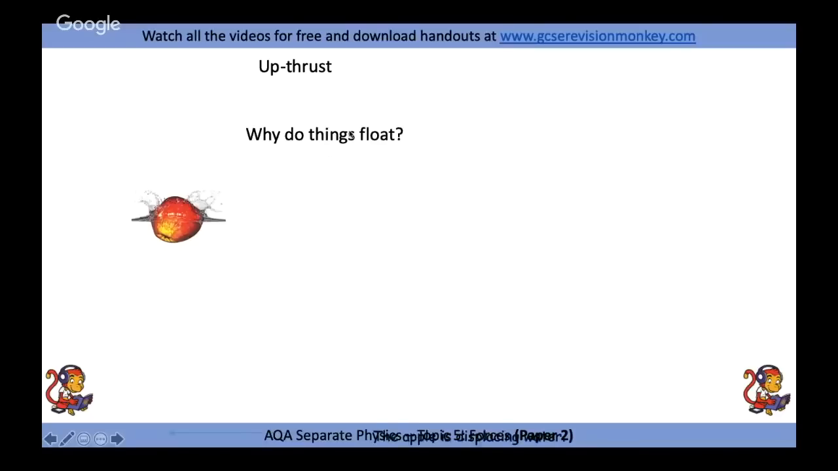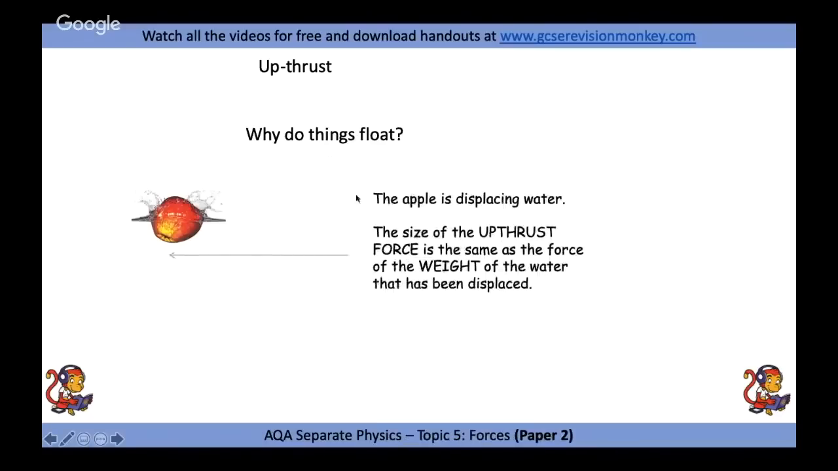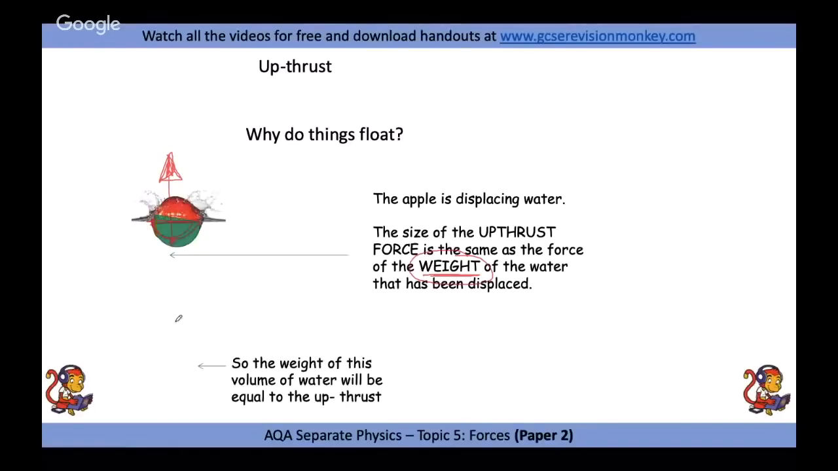Upthrust. Why do things float? So this apple is displacing water. As it's in the water, it's pushing some water out of the way. Now the size of the upthrust force, so there is a force from the water on the apple upwards, is the weight of the water it's displaced. Remembering that weight is a force, the weight of that volume of water will be the same size as the upthrust force.